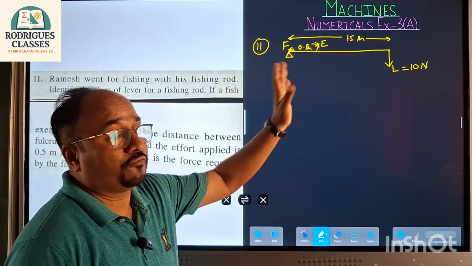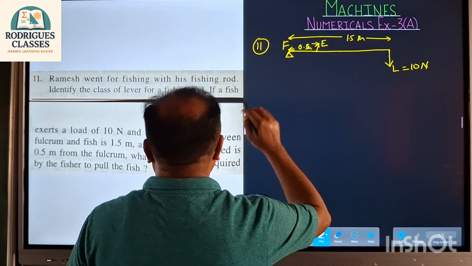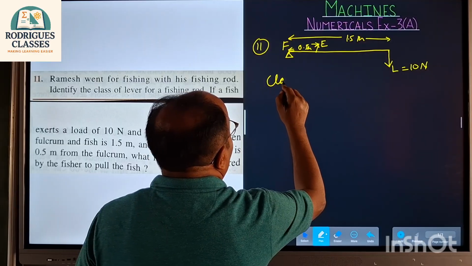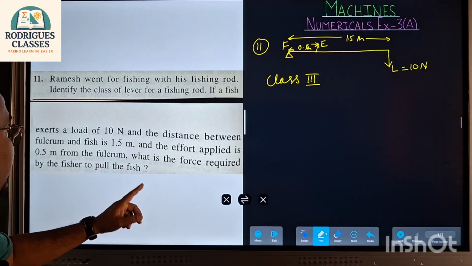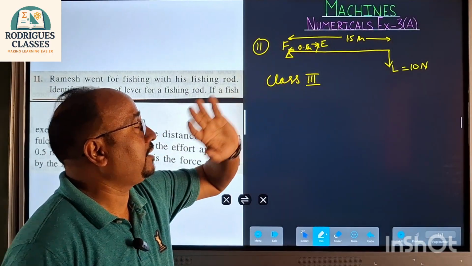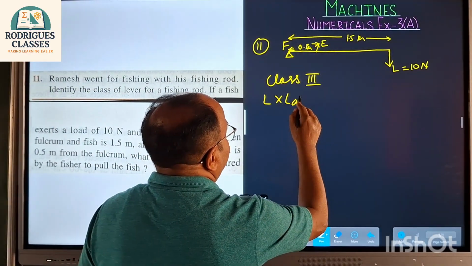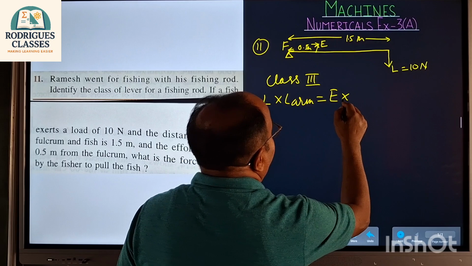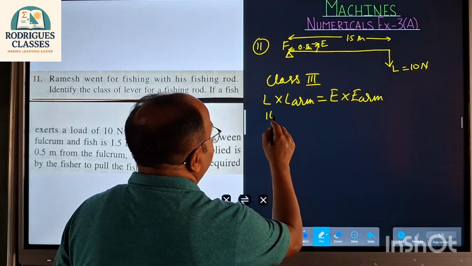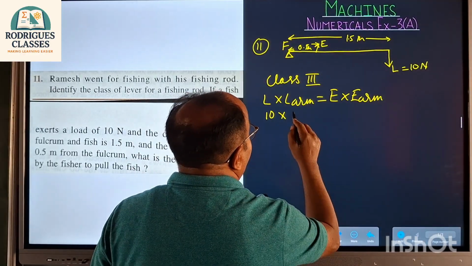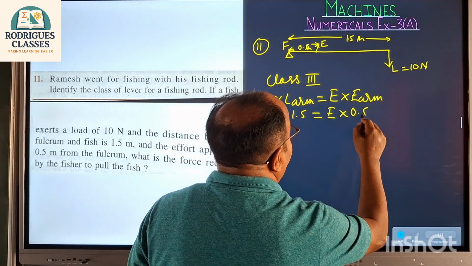Okay, so a fishing rod is a third class lever. So we have to mention which type of lever it is. Okay, so we write here class 3 lever. Okay, now we need to apply the effort which the fisher will be applying. So we are going to apply load into load arm is equal to effort into effort arm. So load here is 10 Newton. Load arm is the entire thing, which is 1.5. Effort we have to calculate, and the effort arm is 0.5.